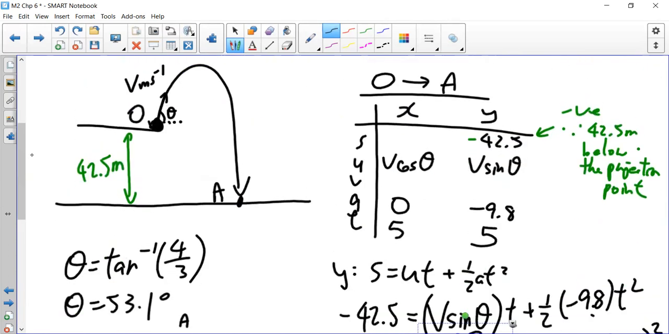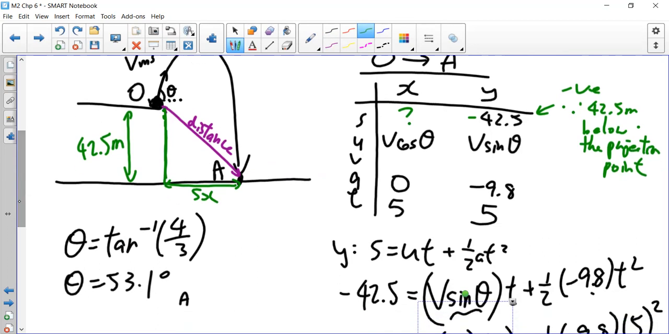Find distance. So what's the distance? Distance is not the same as displacement. Distance is from here to here. That's the distance. To find distance, you know that's 42.5. What you need is basically the Sx in here. So from O to A, you're going to find the Sx. So there we go. We can do that.